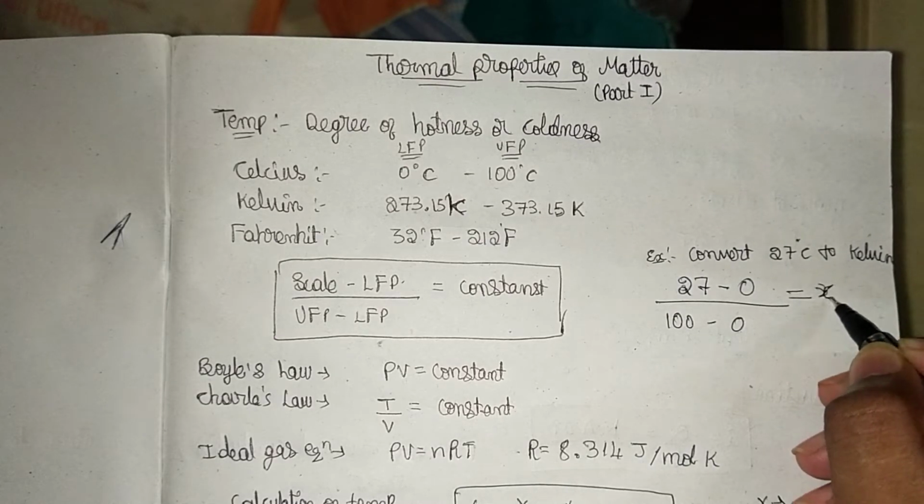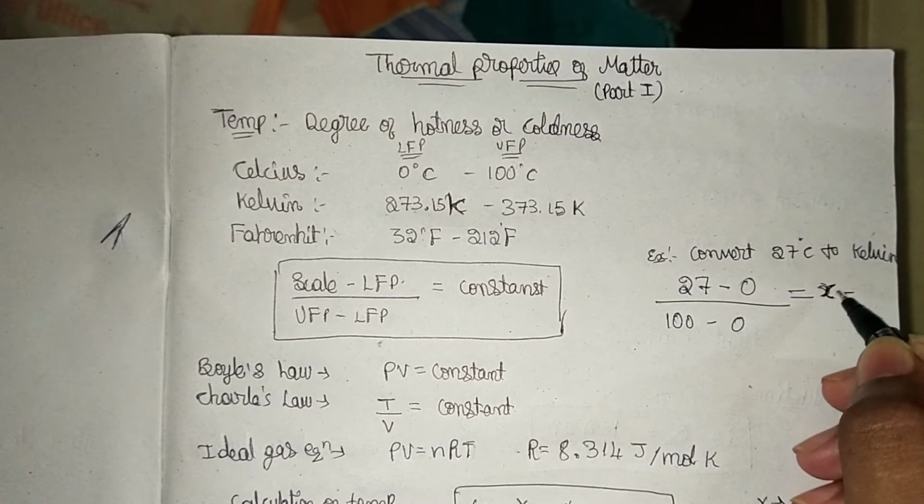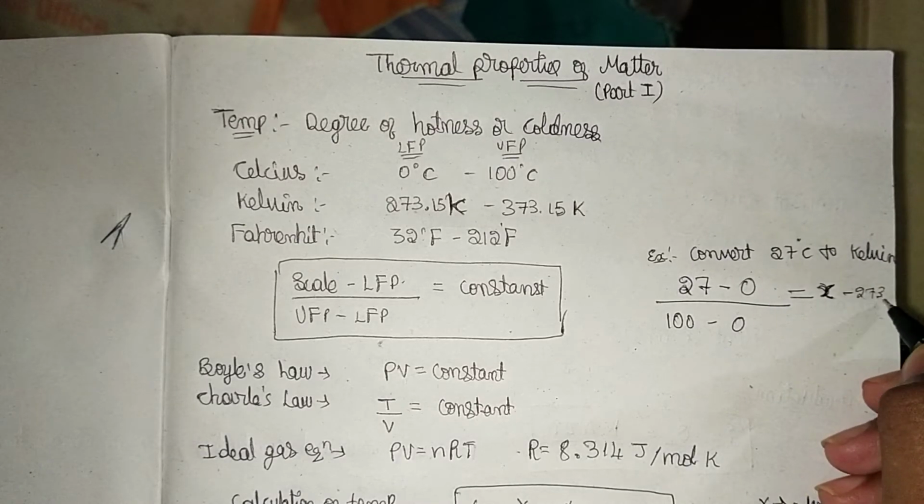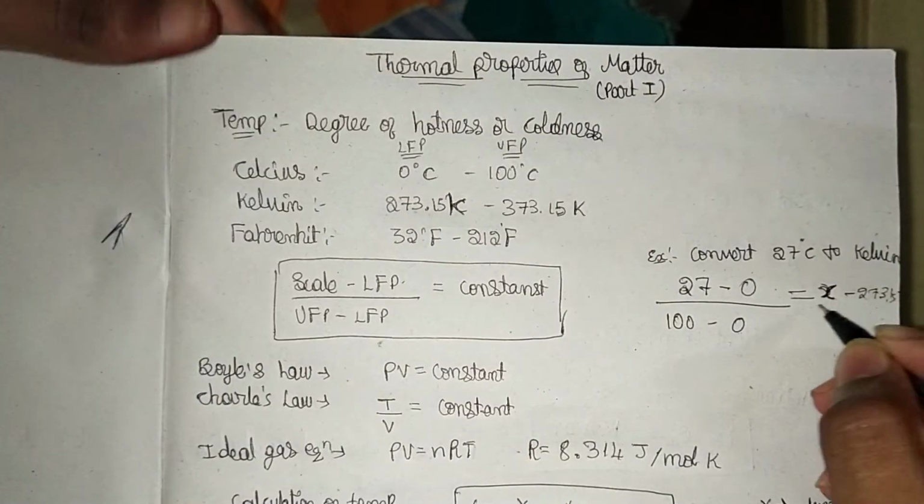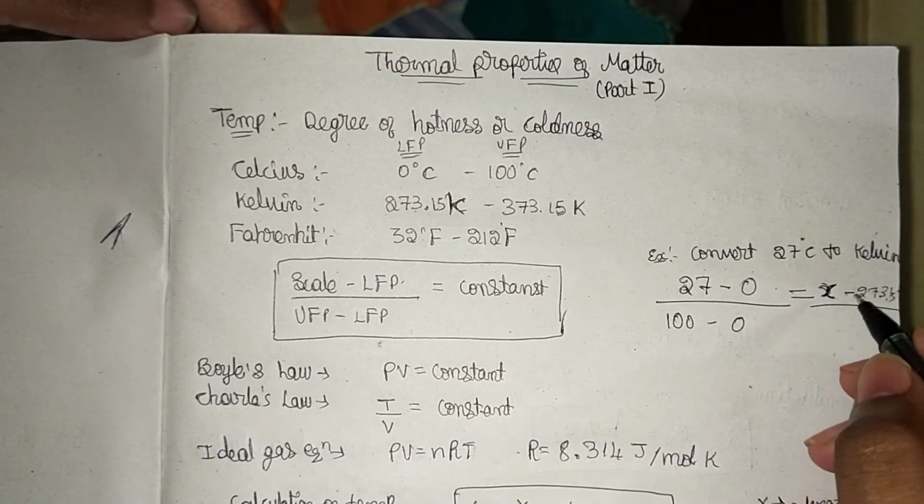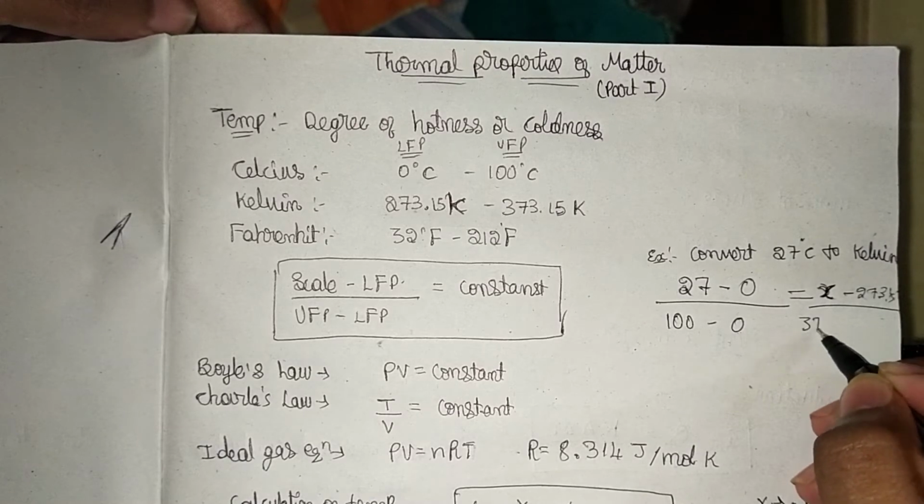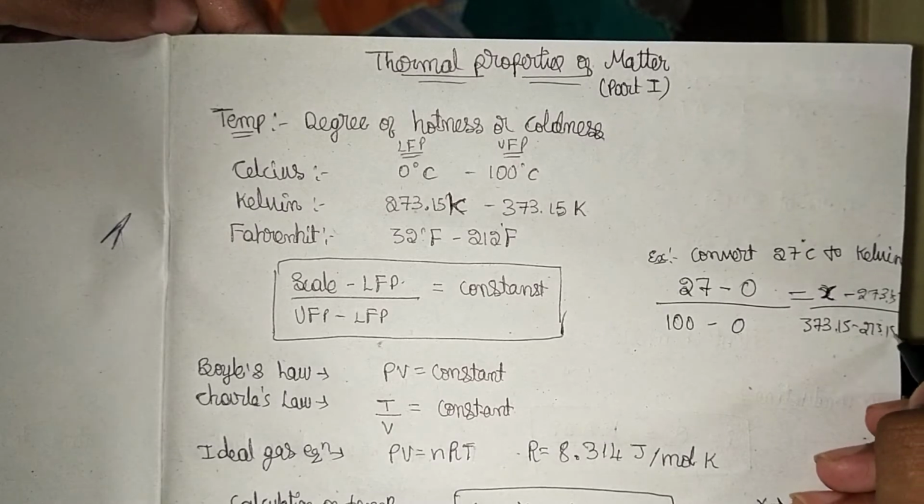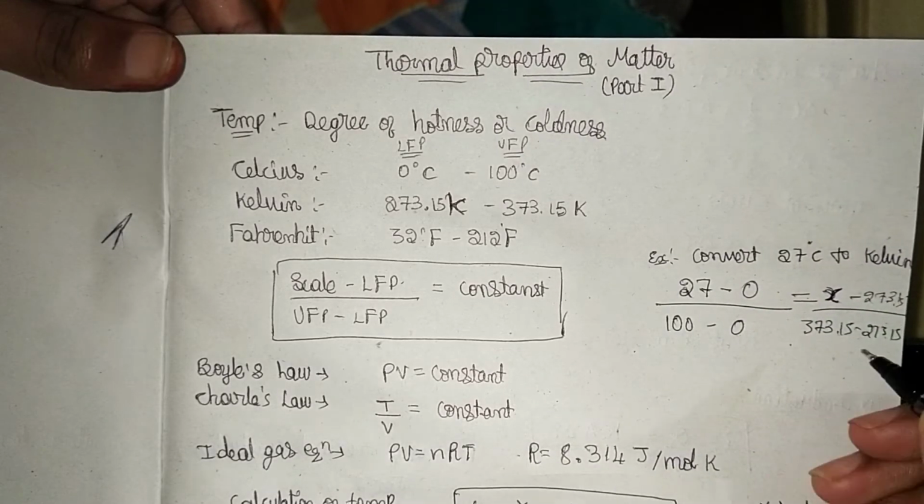That is, we write x minus the lower fixing point of the Kelvin scale, 273.15, divided by the difference between the upper fixing point and lower fixing point of the Kelvin scale, which is also 100, that is 373.15 minus 273.15. On solving this, we will get the answer.